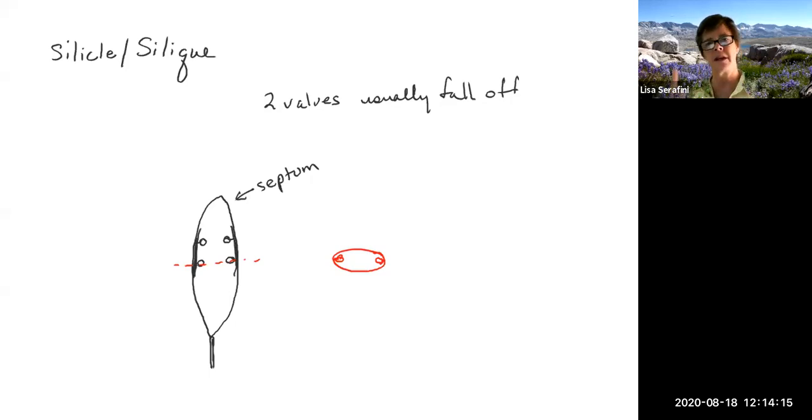Sometimes you can have a thickening around there. But what often happens is the two valves fall off, leaving the septum with maybe some of the seeds attached, and then the seeds fall off. Hopefully that makes sense. My main concern for you is understanding it's got two valves with a septum in the middle. We either call them silicles if they're short or siliques if they're sleek.